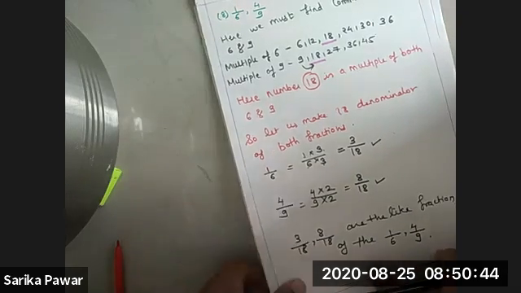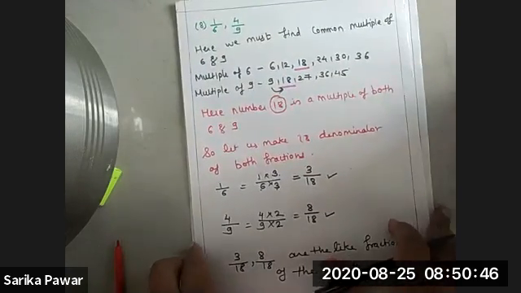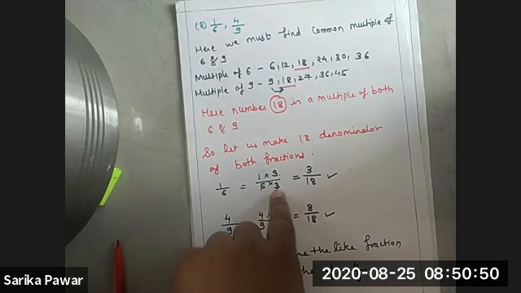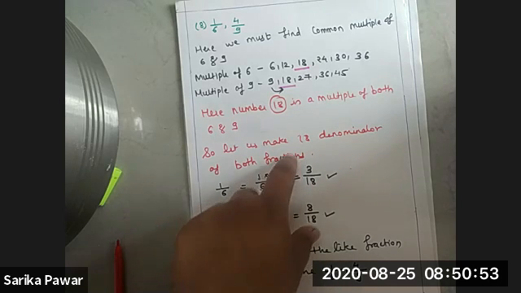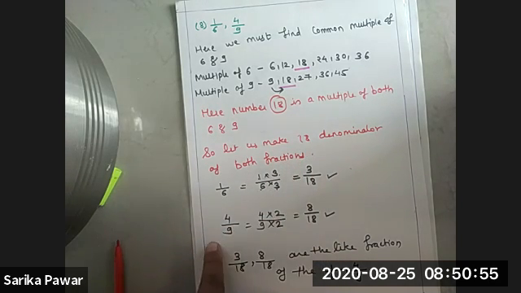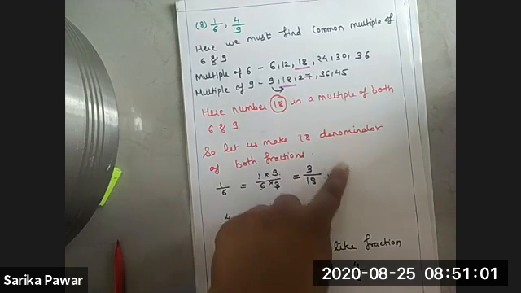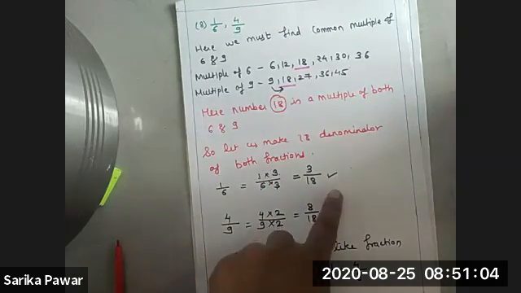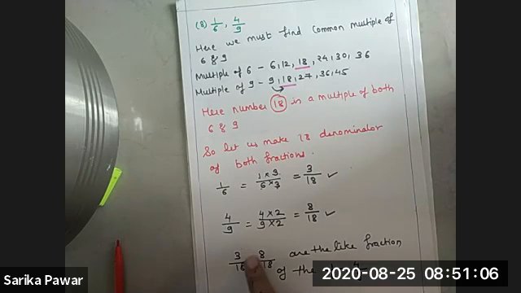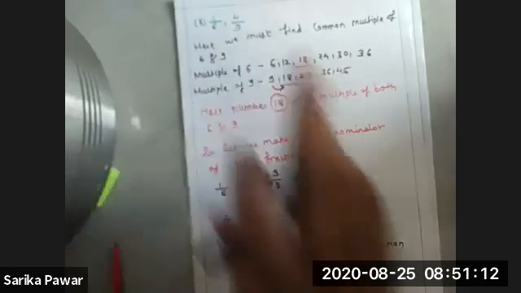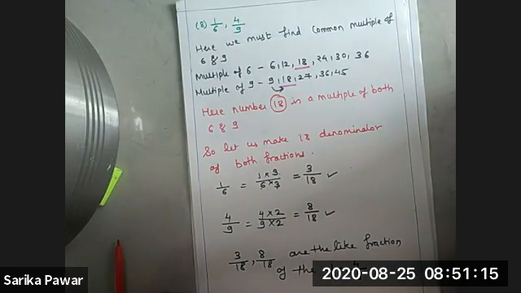Right? 1 upon 6, multiply here by 3, the numerator also by 3. The answer we got is 3 upon 18. And here multiply 9 by 2. 9 2s are 18, 4 2s are 8. So the answer is 3 upon 18, 8 upon 18. So 3 upon 18 and 8 upon 18 are the like fractions of the given fractions, that is 1 upon 6 and 4 upon 9, isn't it?